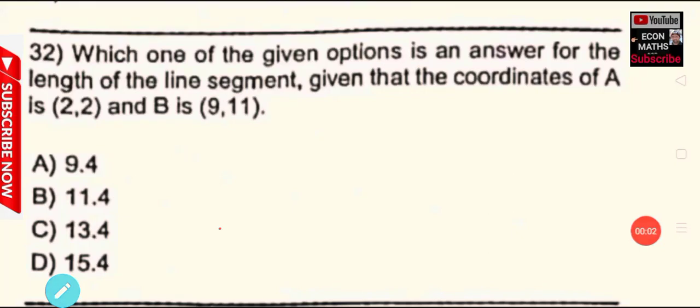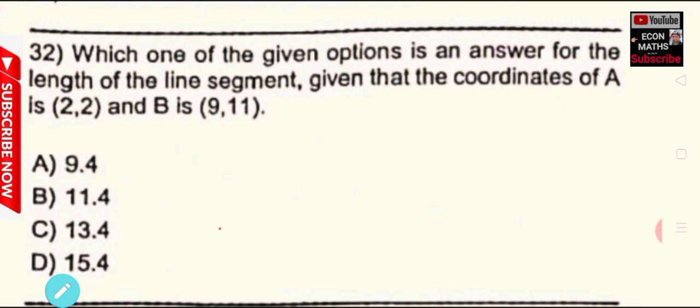Hi, this is Halal. In this video, we will try to solve the mathematics questions that were asked in the Panchayat Accountant Assistant examination. The first question is, which one of the given options is an answer for the length of a line segment given that the coordinates of A are 2 and 2 and B are 9 and 11.